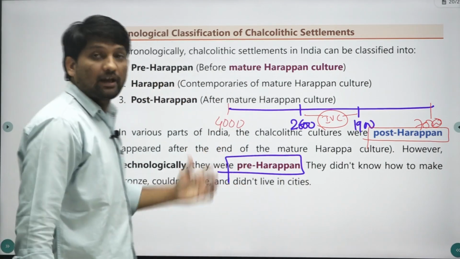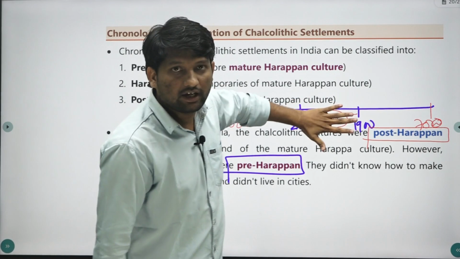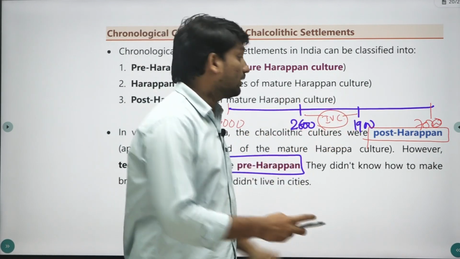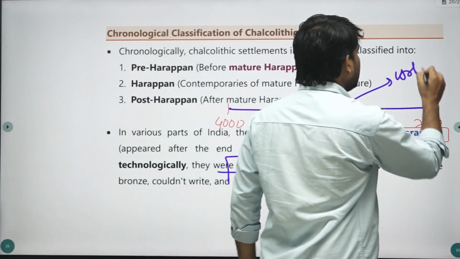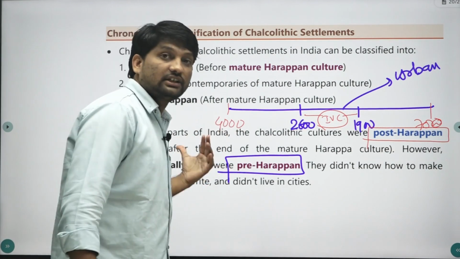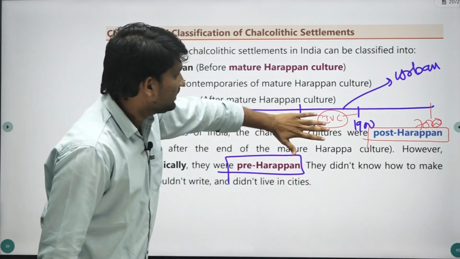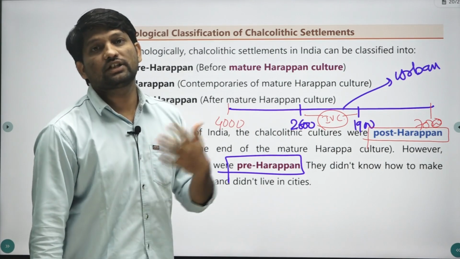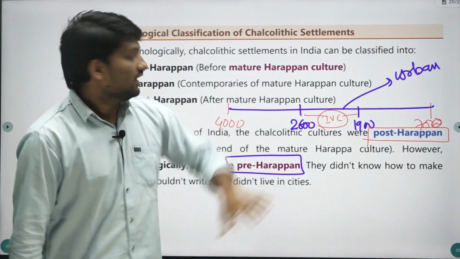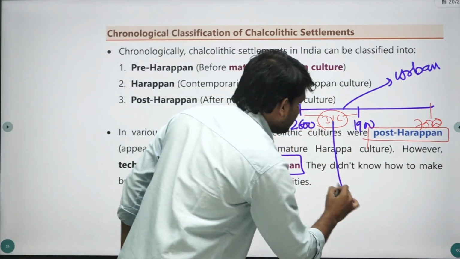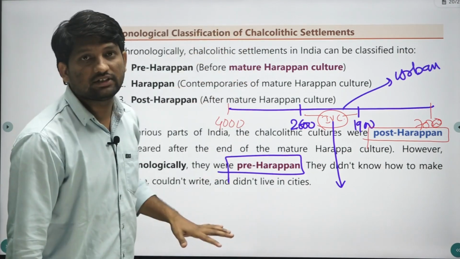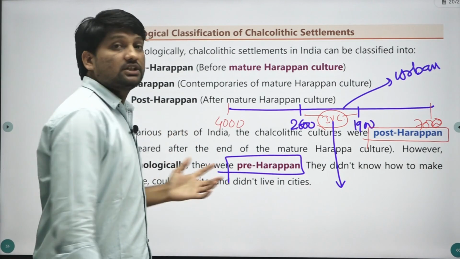Why are they technologically pre-Harappan? If you consider the Harappan civilization, this culture is urban. But if you compare it with the Chalcolithic culture, that was rural. In the Indus Valley Civilization, there was surplus food grain production; in the Chalcolithic, there was subsistence agriculture. During the Indus Valley Civilization, people were aware of bronze making, but in most of the Chalcolithic cultures, they were not aware of bronze making.